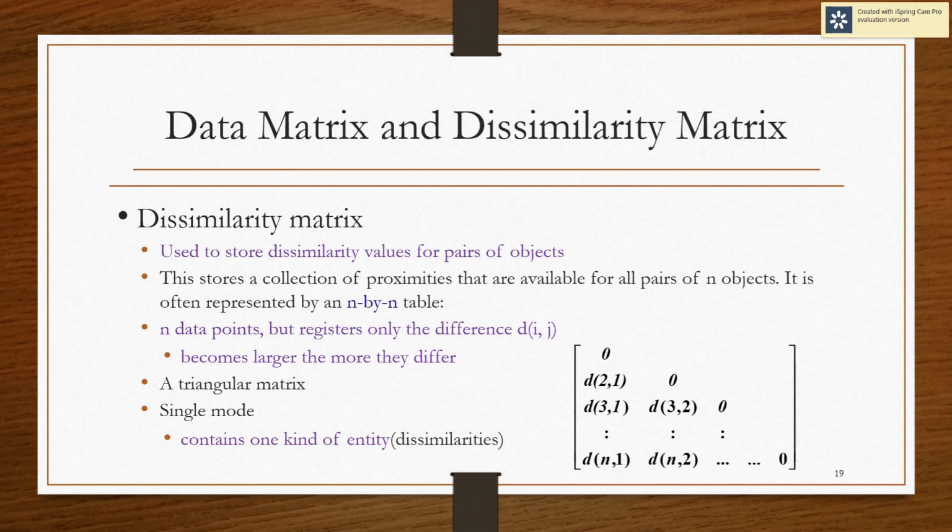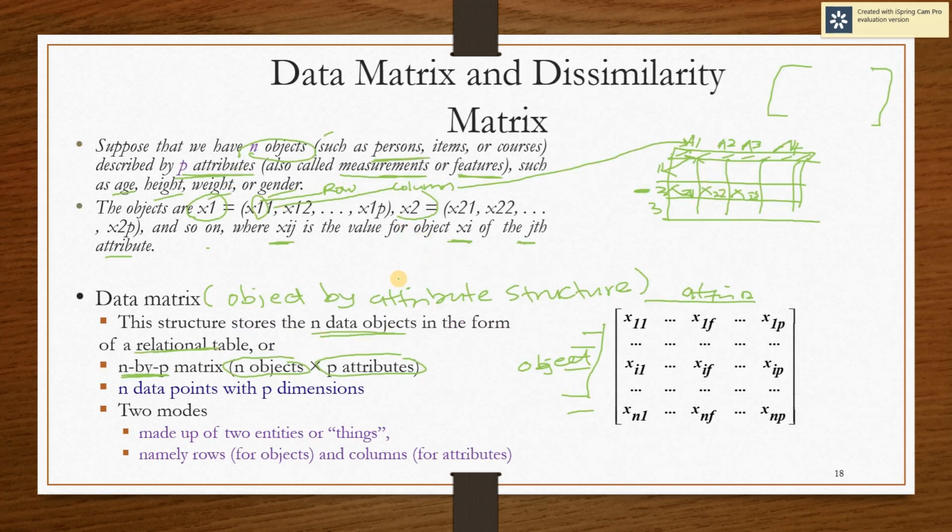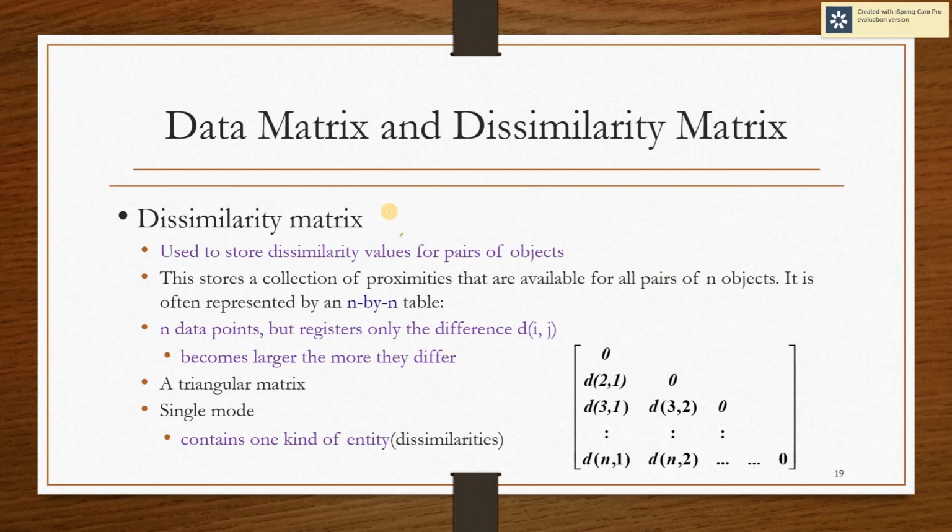However, in the dissimilarity matrix, we are going to take a look at the relationship of object by object structure. Previously, we were considering object by attribute, right? This one, we have another kind of matrix, that is the dissimilarity matrix, where we take a look at object by object structure, meaning object versus object.